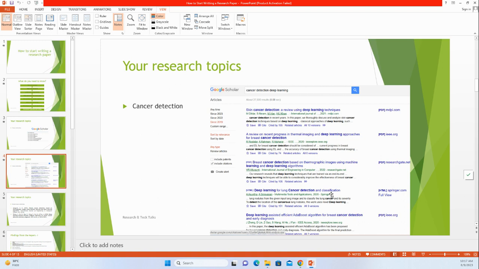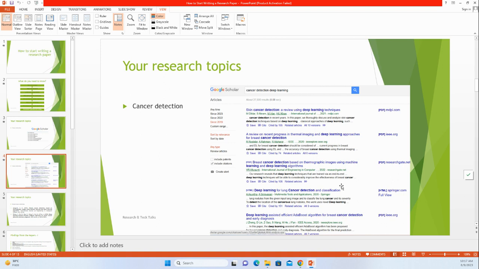So this is the result. From this result, do you know what this is? If you look closely, the first one is a cancer detection review, then a few recent papers: thermal imaging deep learning approach, breast cancer detection, thermal deep learning, lung cancer, deep learning AdaBoost algorithm, breast cancer. So these are the papers.